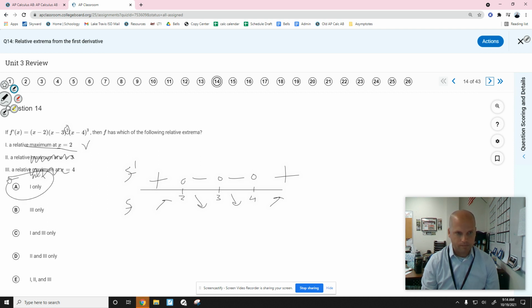So it's only 1. Okay, so read your answer choices correctly. Don't just read relative extrema. This is relative max, and x equals 4 is a min because f is going down then up at 4.